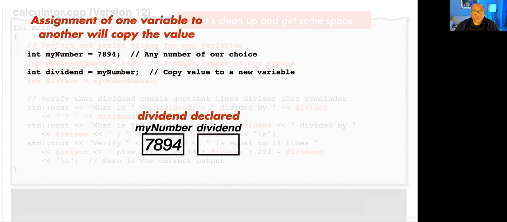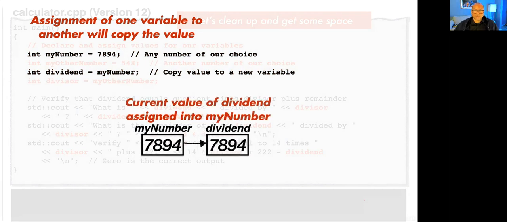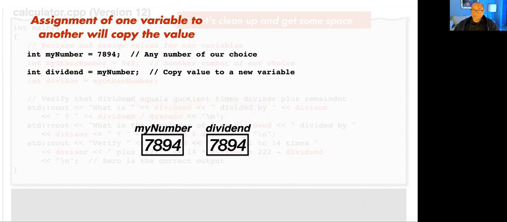Once I do that, I can move to my next statement, and that will create a variable called dividend. It'll declare it in memory. And then when I perform this assignment, it's going to copy over the current value of my number to dividend. And then they will be separate variables, and they will go their own separate ways after that. And so this is really what's happening when we're looking at just those two statements.